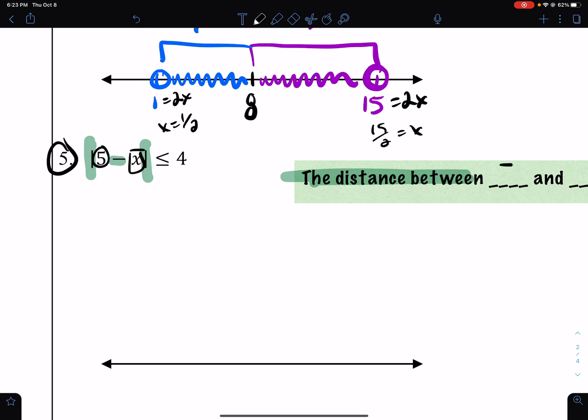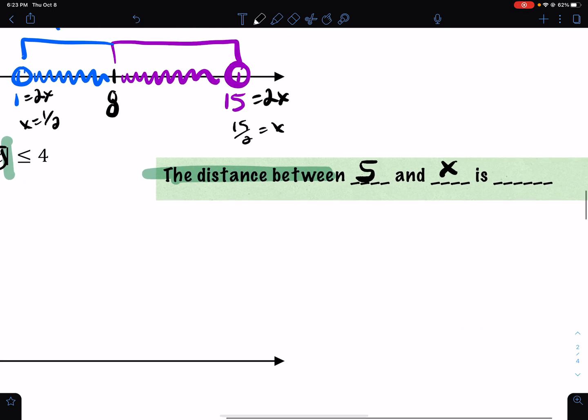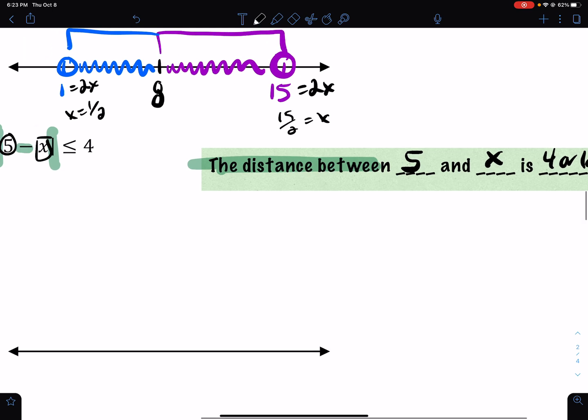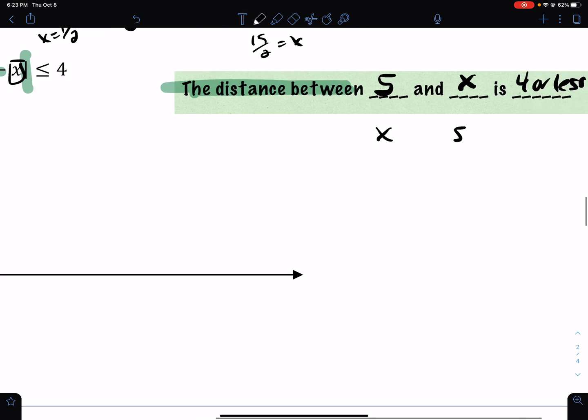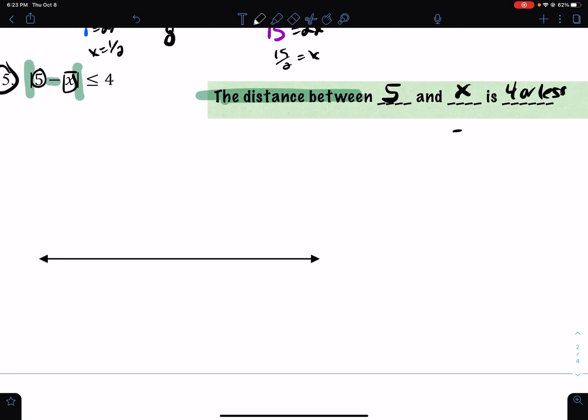The distance between 5 and x is 4 or less. But does that really matter? I mean, if I would have said the distance between x and 5 was 4 or less, would that really have made a difference? Well, not really, right? Because distance doesn't matter the order.